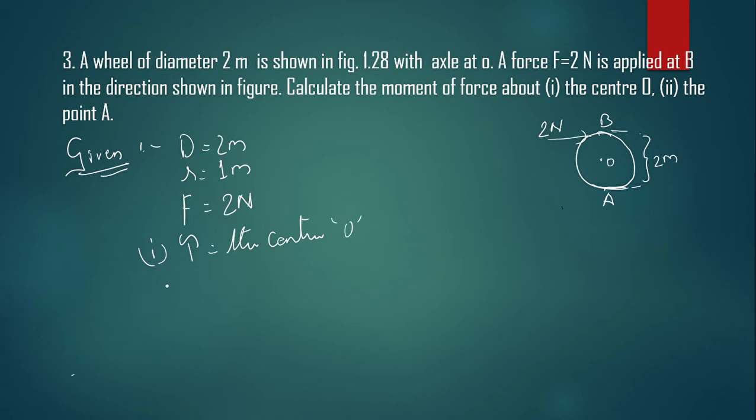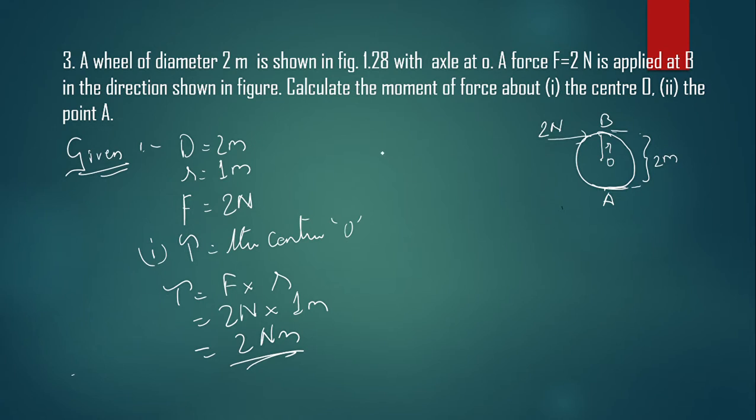So we know torque is force into distance. Force is 2 Newton and distance is from center, so this would be radius, this will be R. Radius is half of the diameter, that is, it will be 1 meter. So 2 ones are 2 Newton meter. So torque at point O would be 2 Newton meter.